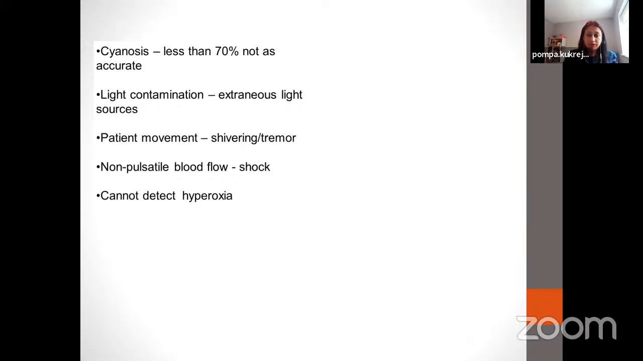Similarly, if there is an extraneous light source, that can contaminate, or you may not get the true reading. And if there is non-pulsatile blood flow, especially in shock states, it's difficult. So I think you would need a PO2 in those cases. And as we know that we want normoxia, a lot of literature is coming out about the side effects of hyperoxia. So the pulse ox doesn't tell you if you have hyperoxia. So these are some of the caveats.